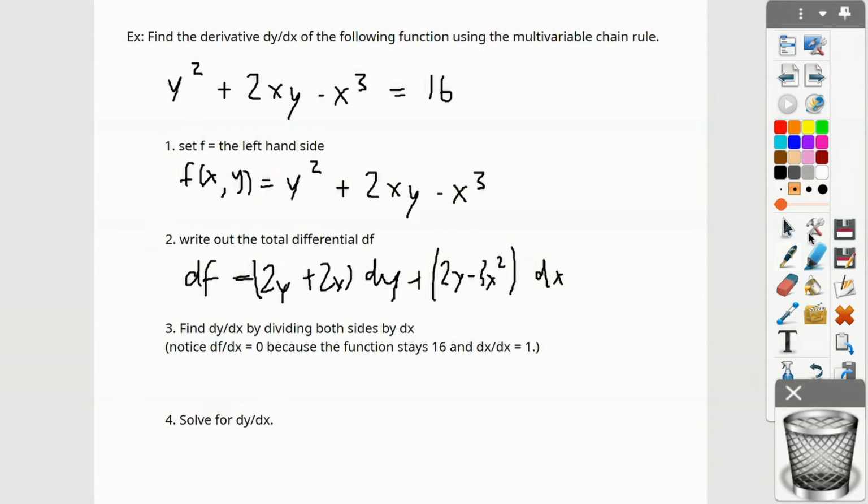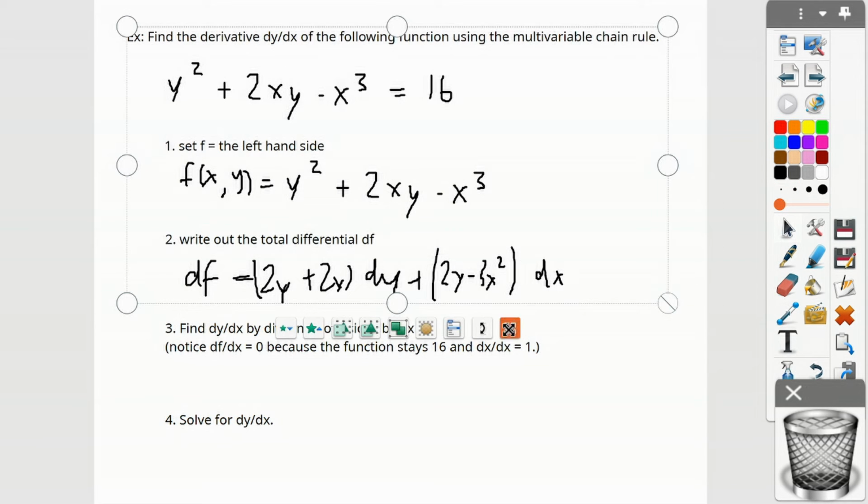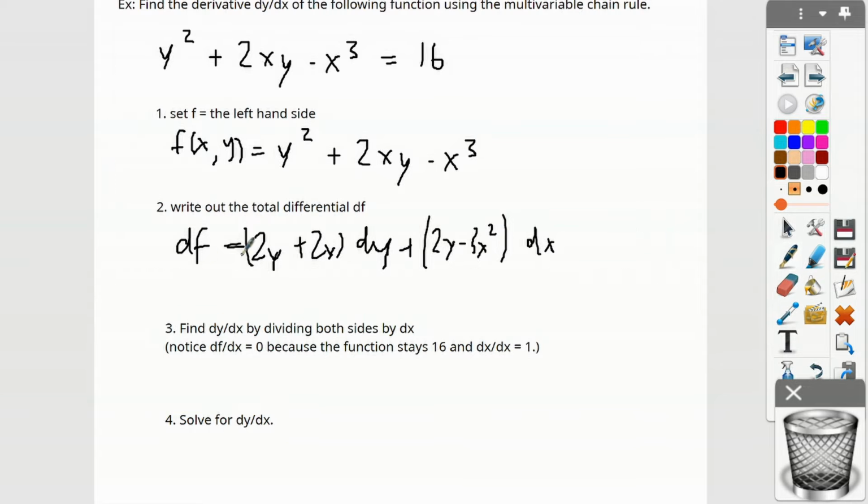Now divide both sides by dx. I call it quite abusive notation. Divide both sides by dx, right? So df/dx. Notice that f is always a constant. It always stays 16. So df is 0. It never changes. df is supposed to be the change in f, and it never changes, so it's 0.